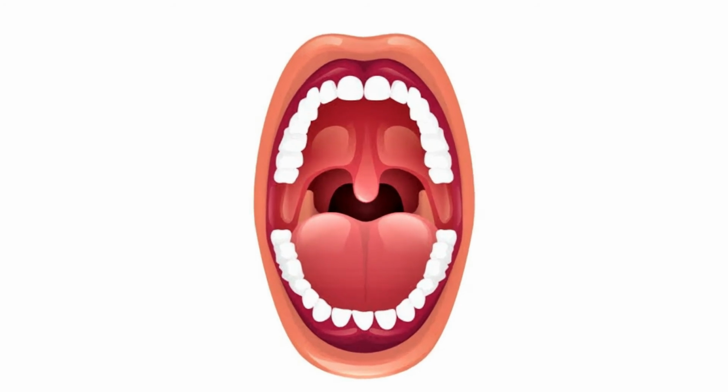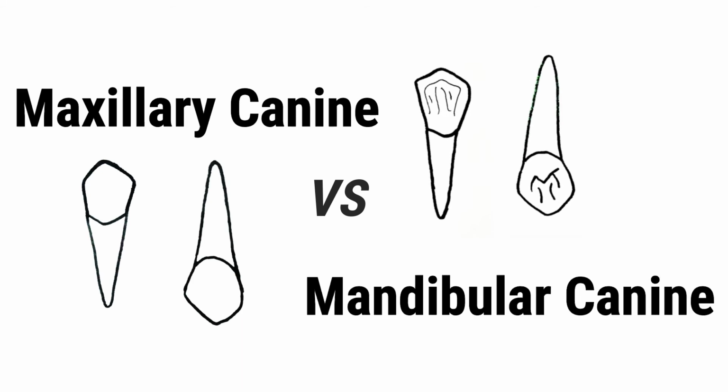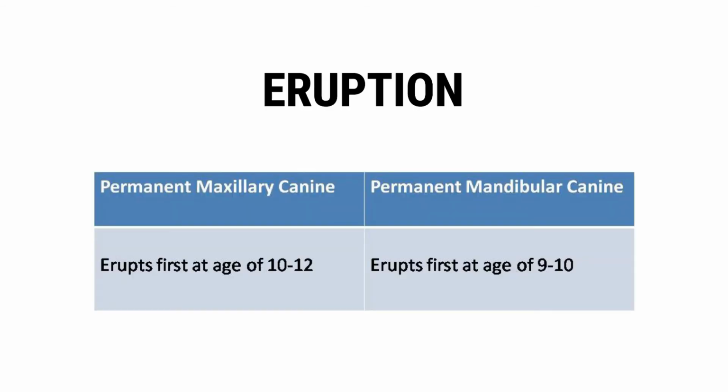Each tooth in upper maxillary and lower mandibular has its own morphology. In case of permanent canine, most of the morphological features are different. First, eruption. Mandibular canine erupts first at the age of 9 to 10 years, while the maxillary canine erupts at 10 to 12 years.